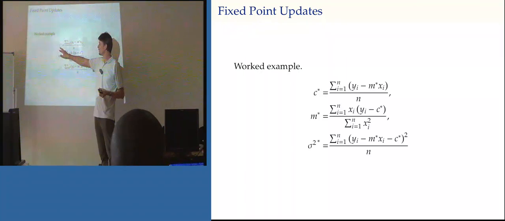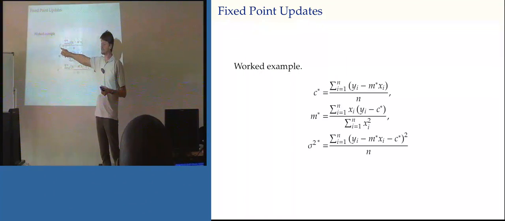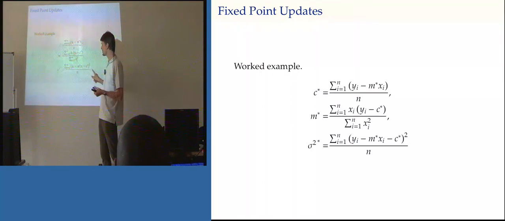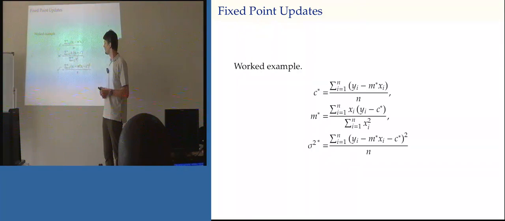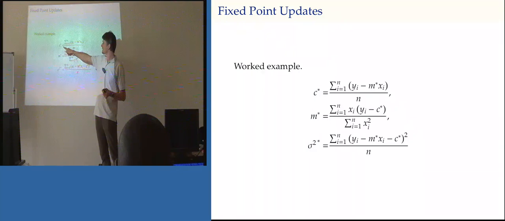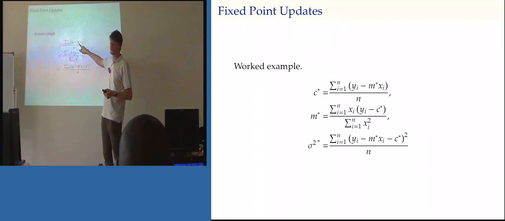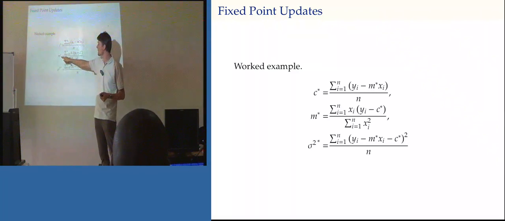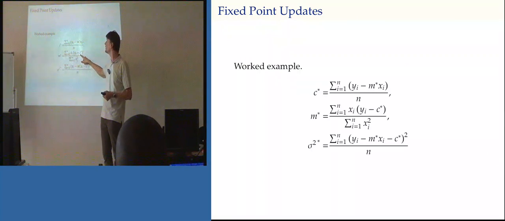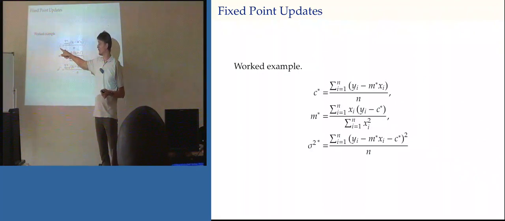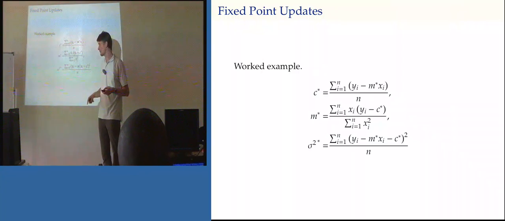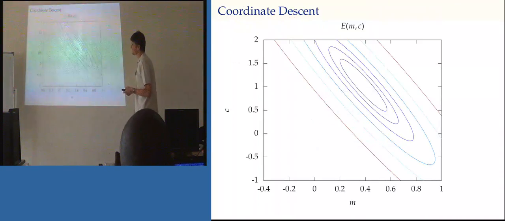So what we'll do is we call our estimate for c at any given time, c star, and our estimate for m at any given time, m star. We can do the same thing for sigma squared, and we can get an estimate for sigma squared. So what we're going to do is estimate c, given an initial guess for m. Or in fact, we're going to do it the other way around. We'll estimate m, given an initial guess for c, and then we'll use our estimate for m to make an updated guess for c, and then we'll use our guess for c to update guess for m. Okay, so that sounds a little bit complicated.